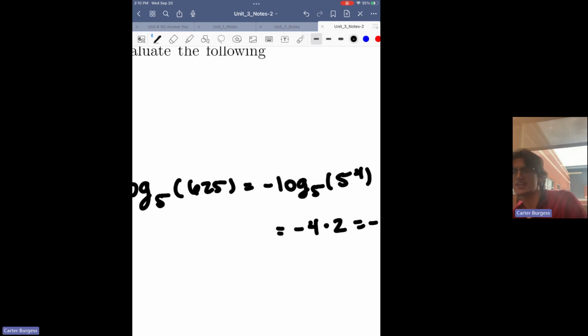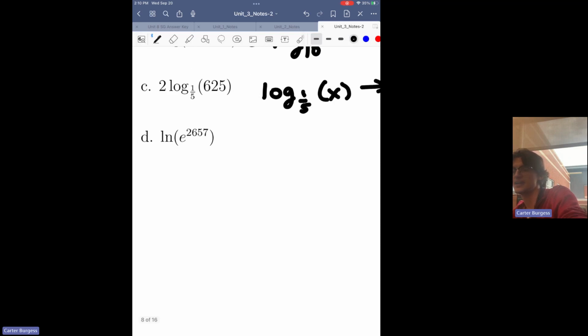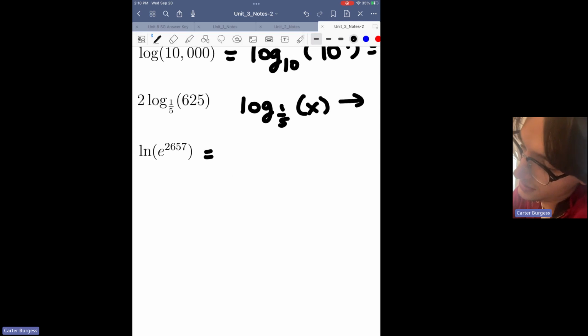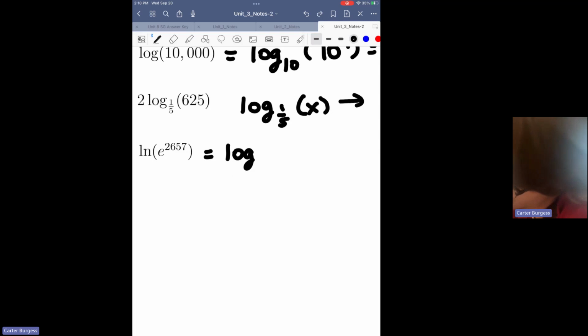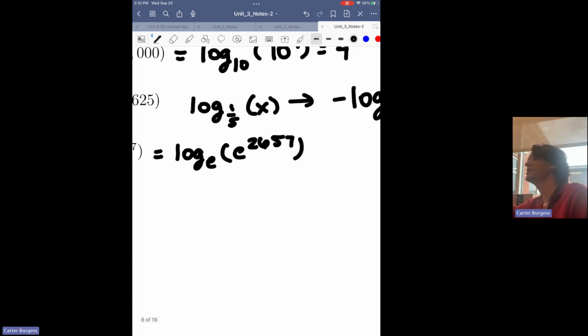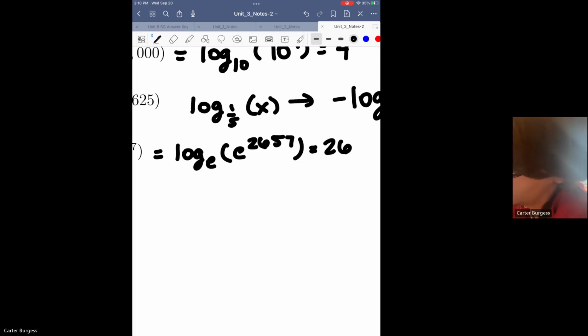And then one last one just to send it off, looking at ln of e to the 2657. ln is what base? Base e. So this is log base e of e to the 2,657. What power do I have to raise e to in order to equal e to the 2,657? 2,657.